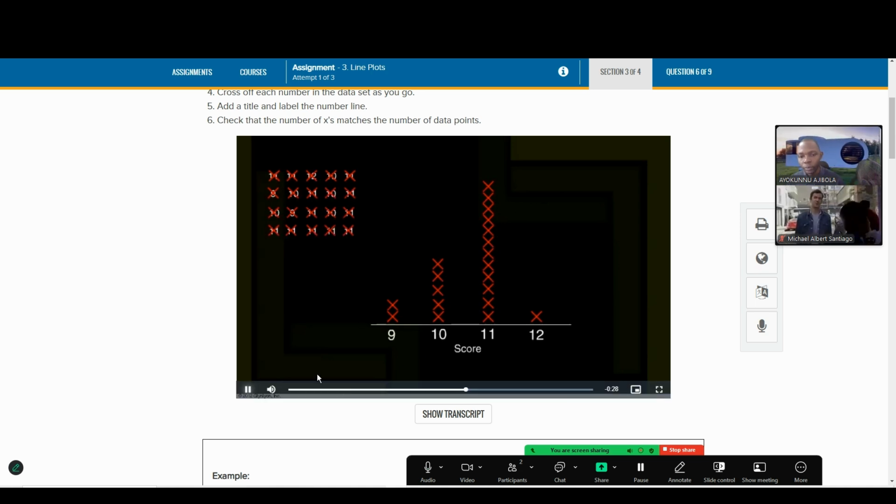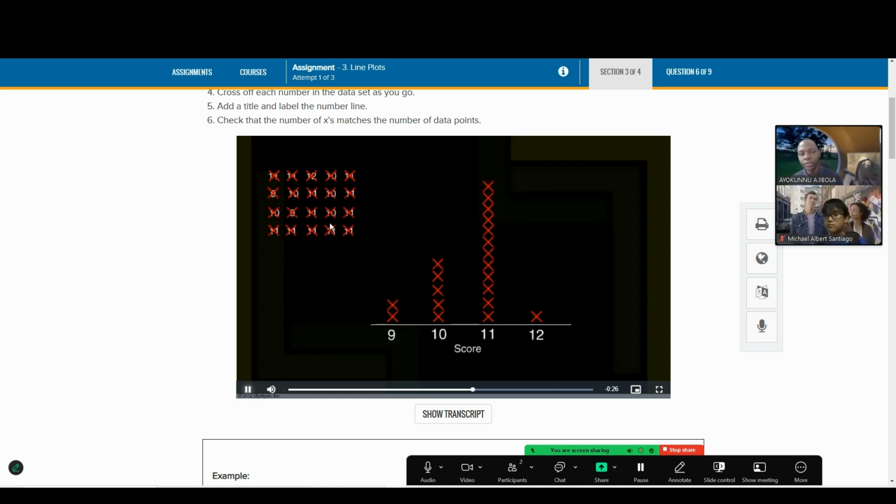Now, the measures of central tendency. If you look at this, you can see that there are two x's for 9 because 9 appeared two times, and there are 1, 2, 3, 4, 5 x's for 10 because 10 appears 5 times, and there are 1, 2, 3, 4, 5, 6, 7, 8, 9, 10, 11, 12 x's for 11 because 11 appeared 12 times. Then there is only one x for 12 because 12 appeared only one time.